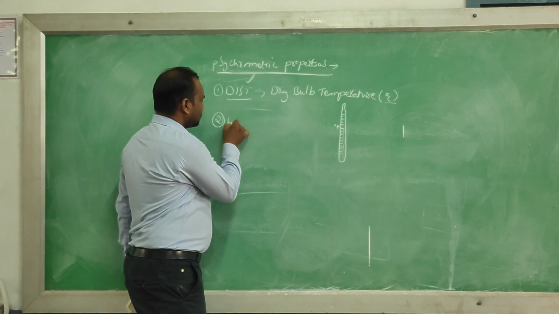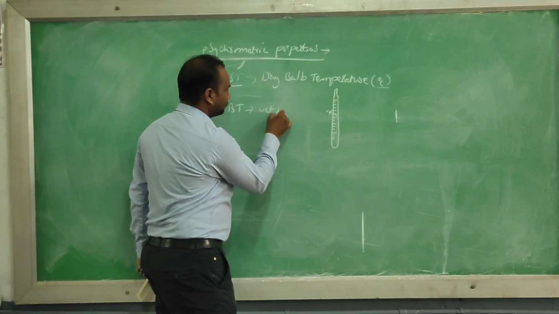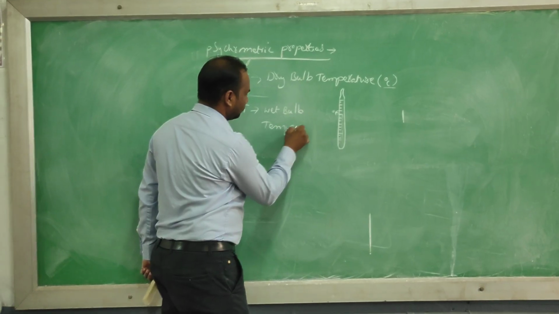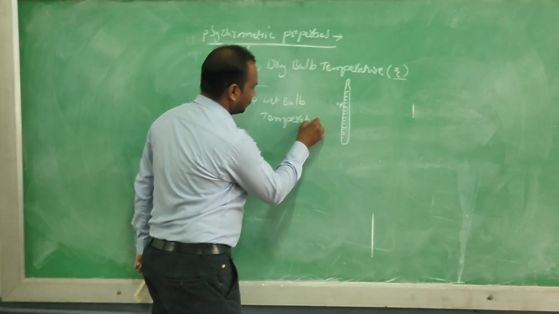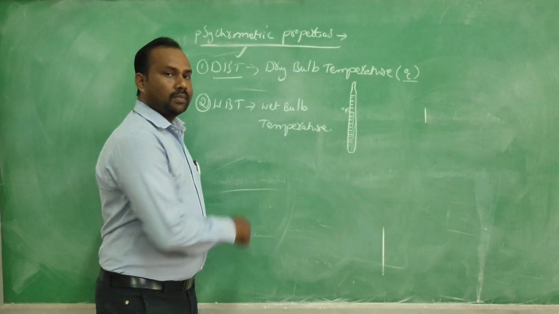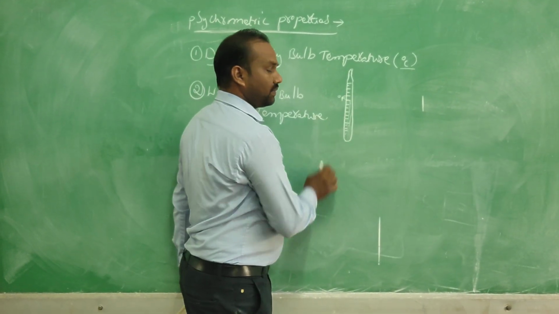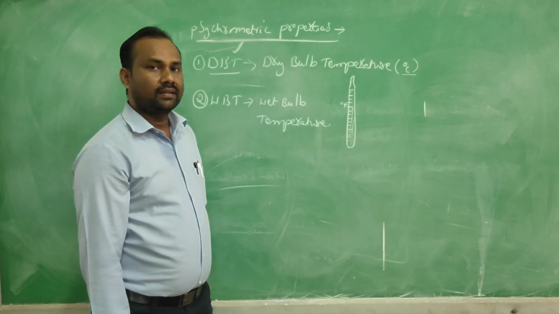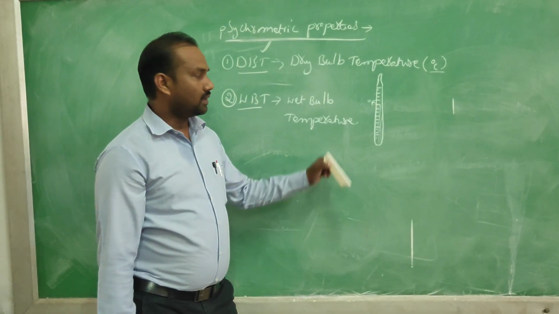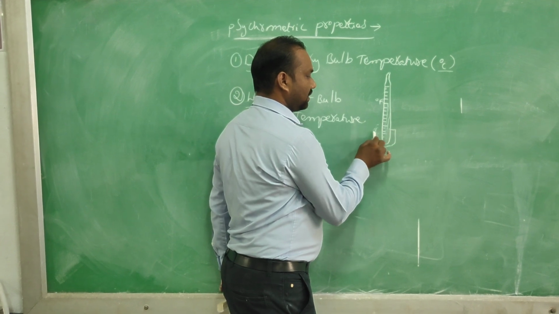Another property is WBT, which stands for wet bulb temperature. What do you mean by wet bulb temperature? It is the temperature recorded by an ordinary thermometer when the sensing tip is covered with a wet cloth or wet container, right? It is the temperature recorded by a thermometer whose sensing tip is covered with a wet cloth or wet container.